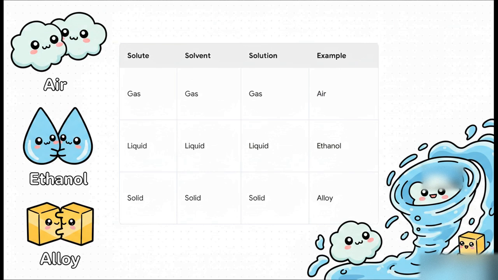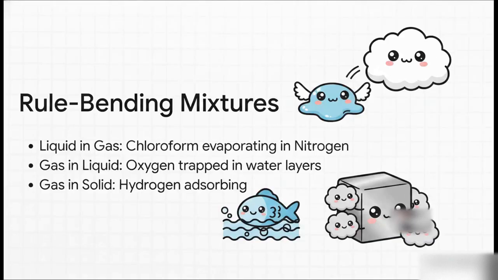Some of these make perfect intuitive sense. Gas and a gas, that's just the air we're breathing. Liquid and liquid, ethanol and water. Solid and solid, that's like making an alloy by melting copper and gold together. But mixing different states, that's where things get really wild. Let's look at the rule benders.